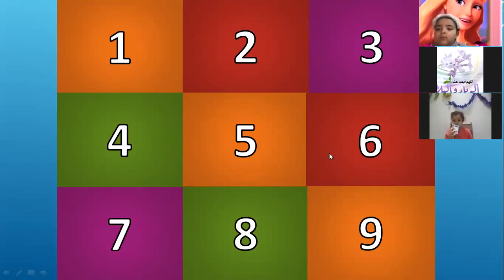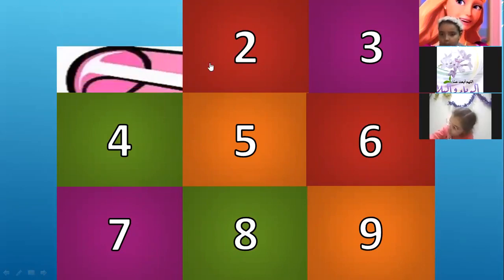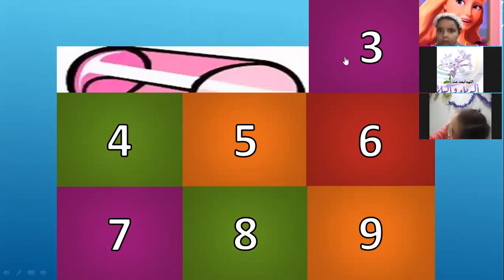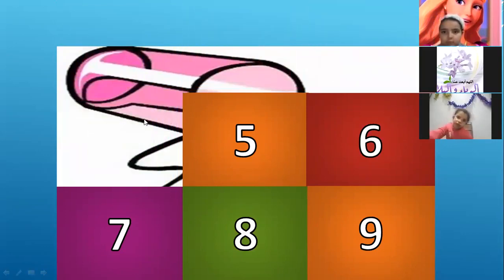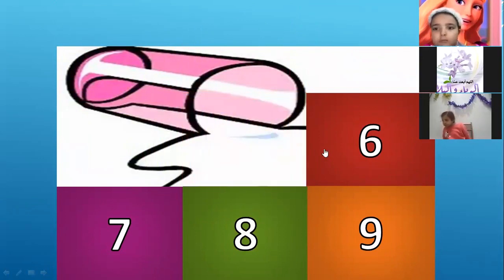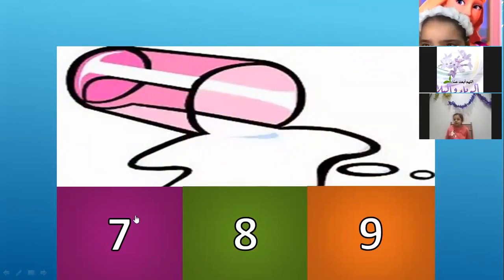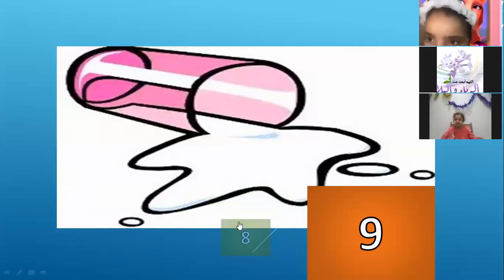Can you count with me from 1 to 9? Yes, teacher. Omar, can you start counting from 1 to 9? 1, 2, 3, 4, 5, 6, 7, 8, 9. Spill. Spill. Can you cut and blend spill to tell me how we can write?